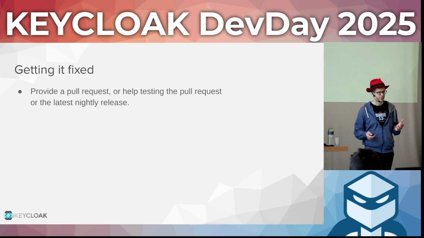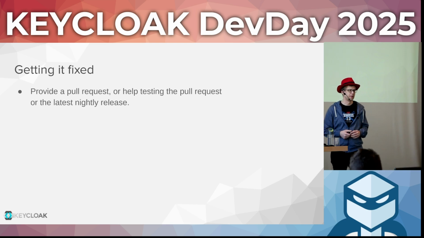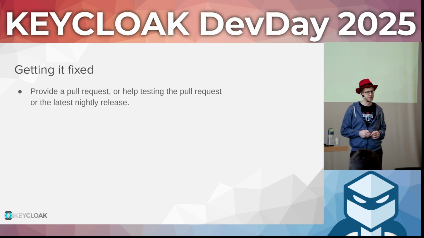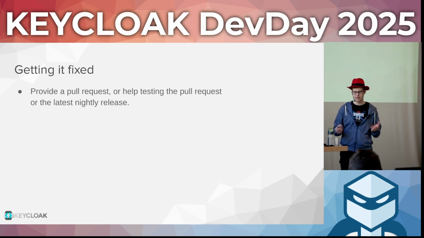Getting things fixed, providing a pull request is one thing. So you provide a pull request, we review it. Maybe you review it even in your company and tell us, yes, it works for us, maybe in our production environment already.